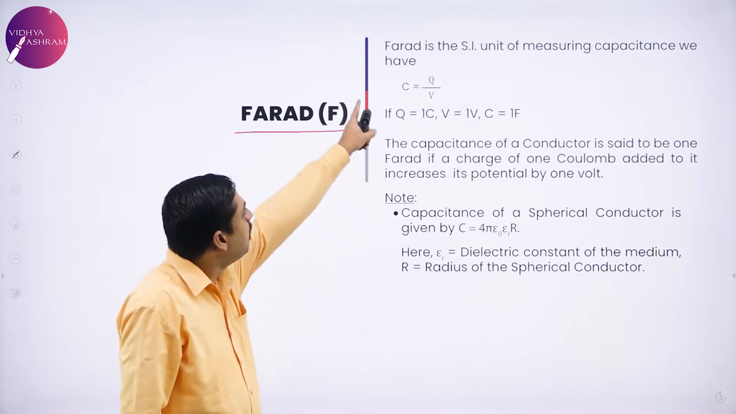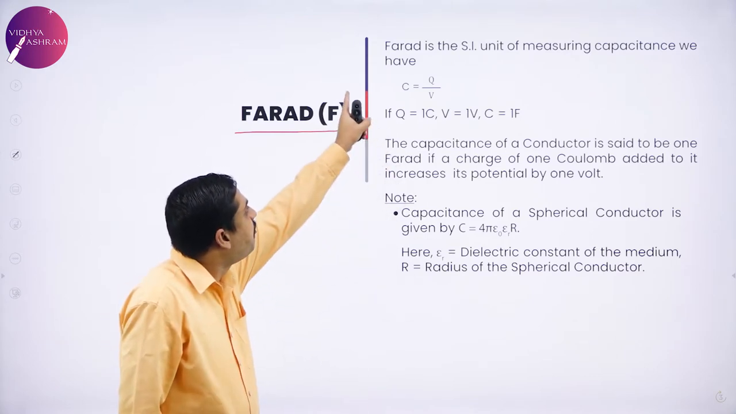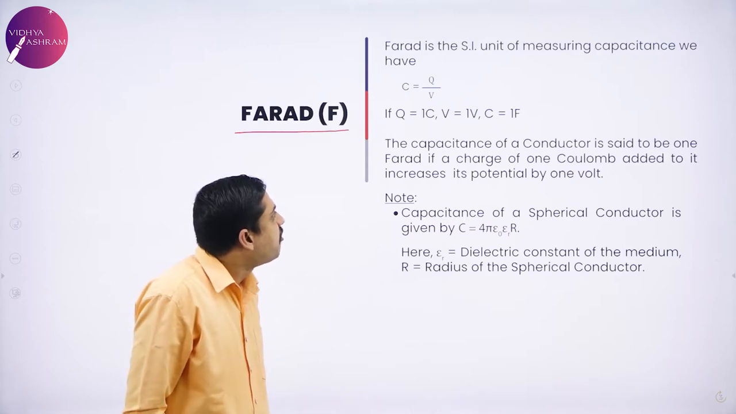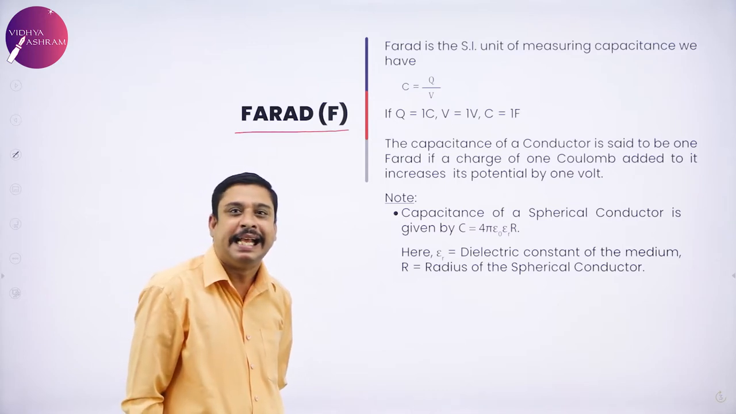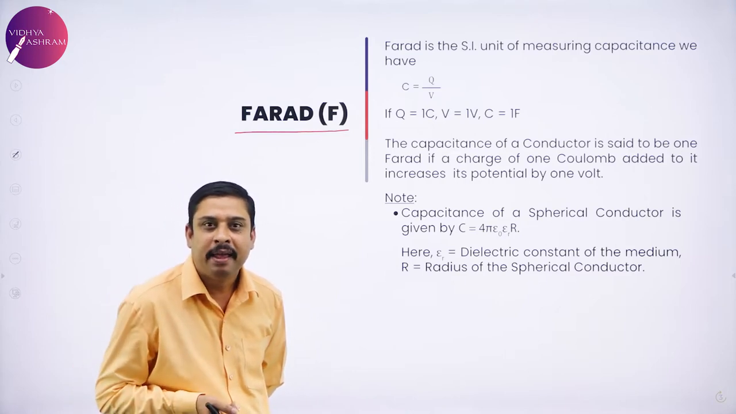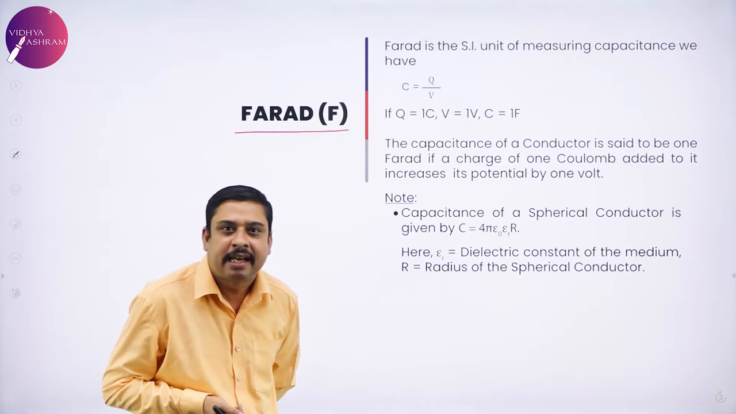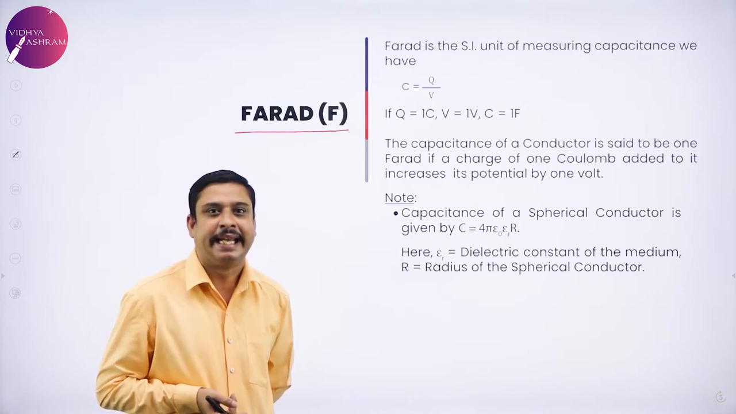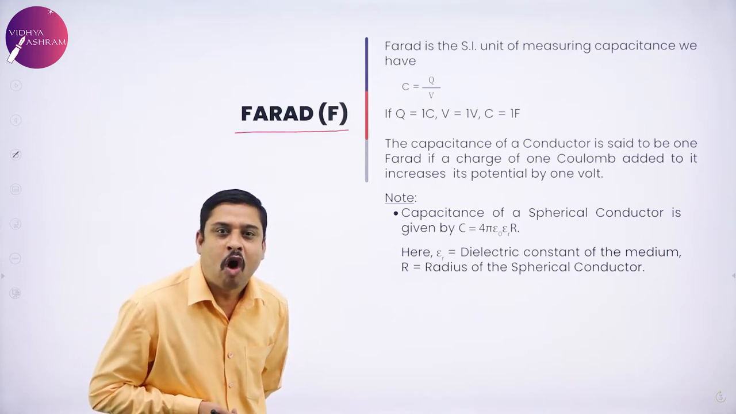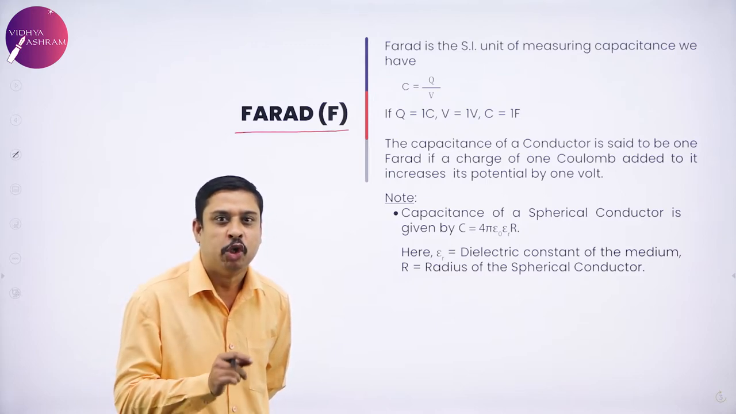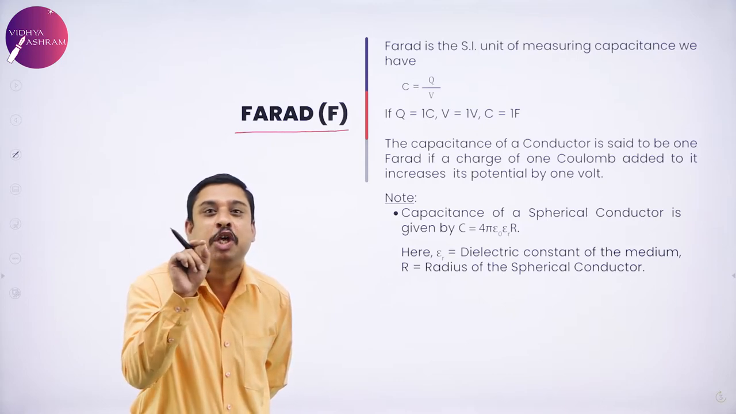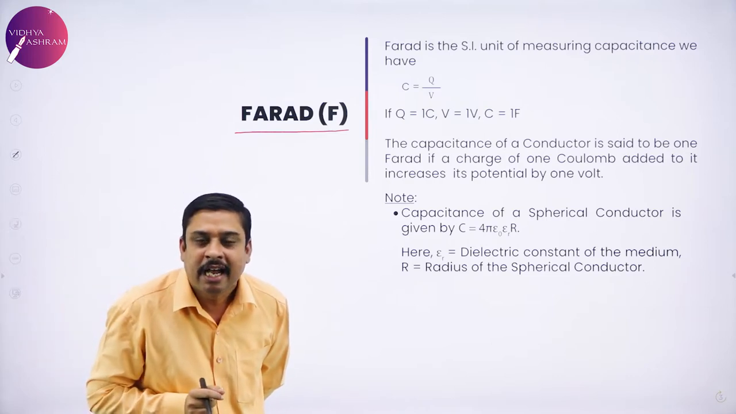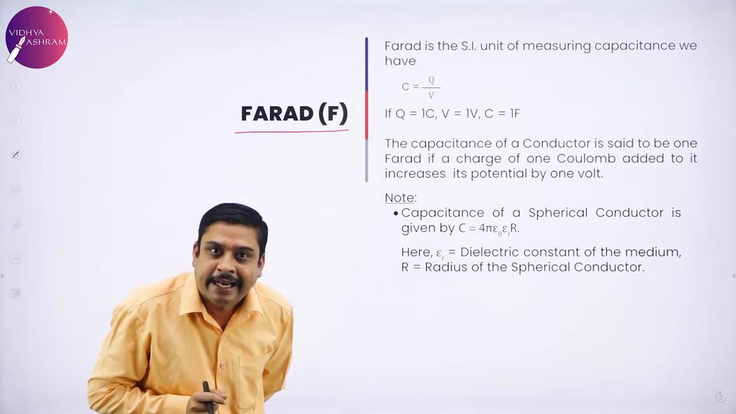Now, we have told here, farad is the SI unit of measuring capacitance. Farad is the practical or SI unit of measuring the capacitance of a conductor. For example, if asked to mention the SI unit of capacitance of a conductor, the answer is farad.